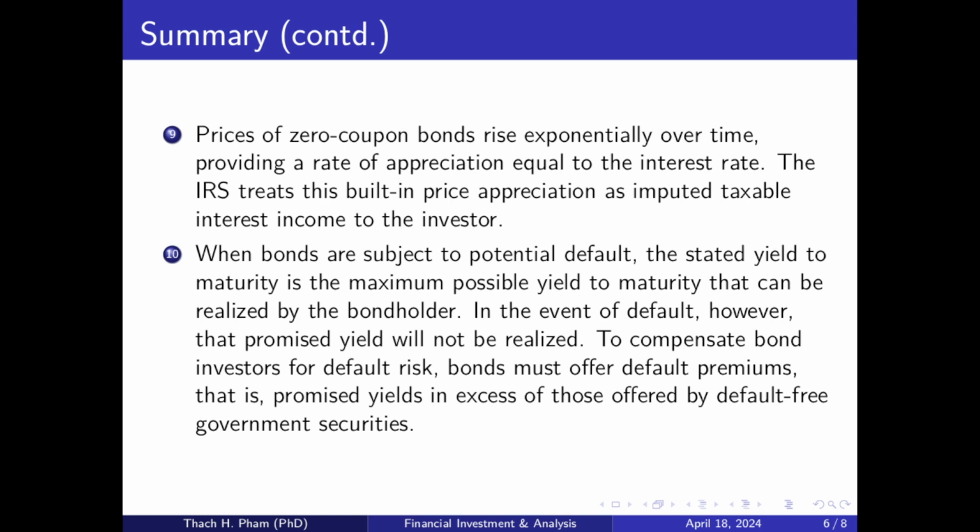When bonds are subject to potential default, the stated yield to maturity is the maximum possible yield to maturity that can be realized by the bondholder. In the event of default, however, the promised yield will not be realized. To compensate bond investors for default risk, bonds must offer default premiums, that is, promised yield in excess of those offered by default-free government securities.